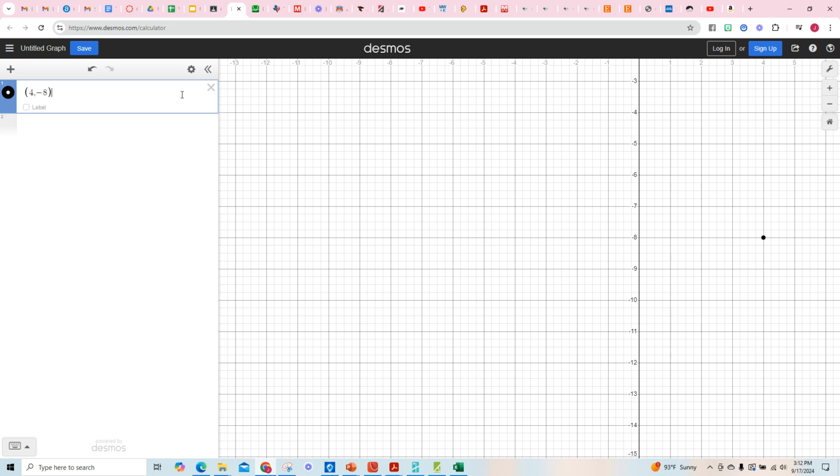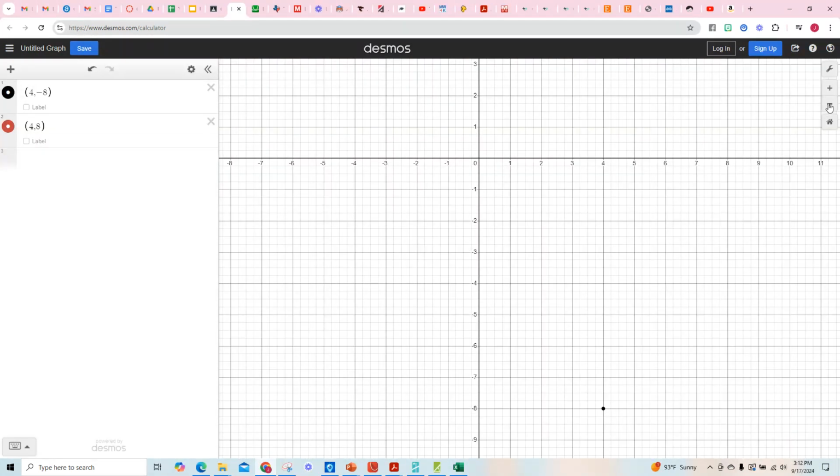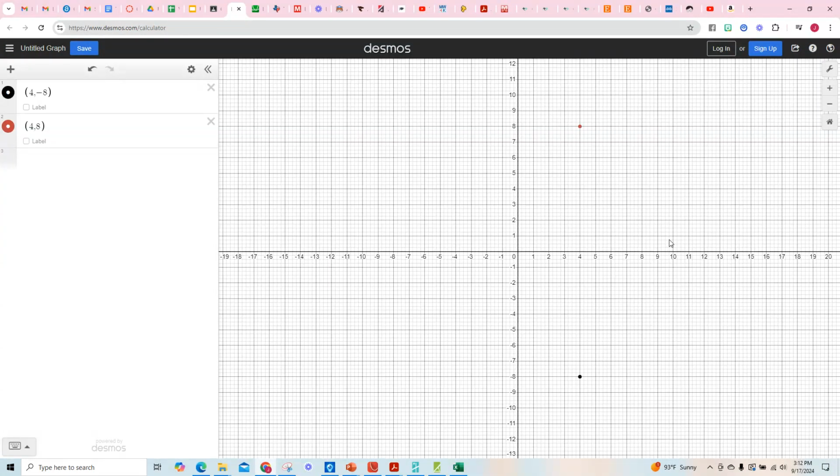4, -8, 4, 8. All right, here's our points. So here's how I taught 8th graders to do this, okay? So this is my original point here. If we're reflecting across the x, I told them count how many jumps it takes you to get to that axis. 1, 2, 3, 4, 5, 6, 7, 8.